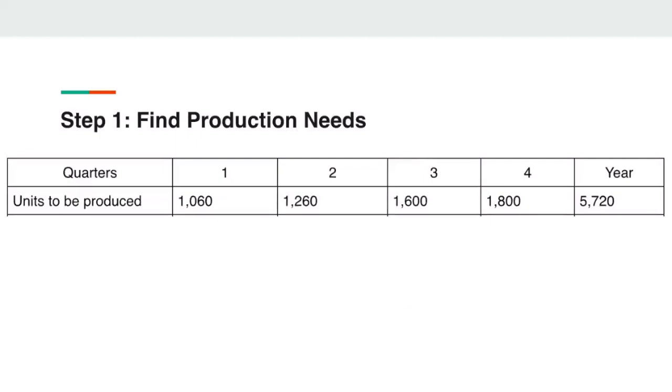Step 1 is finding production needs. As you can recall, the policy stated that for ending inventory, it needs 10% of the following quarter's production needs, which is why finding production needs is our first step.